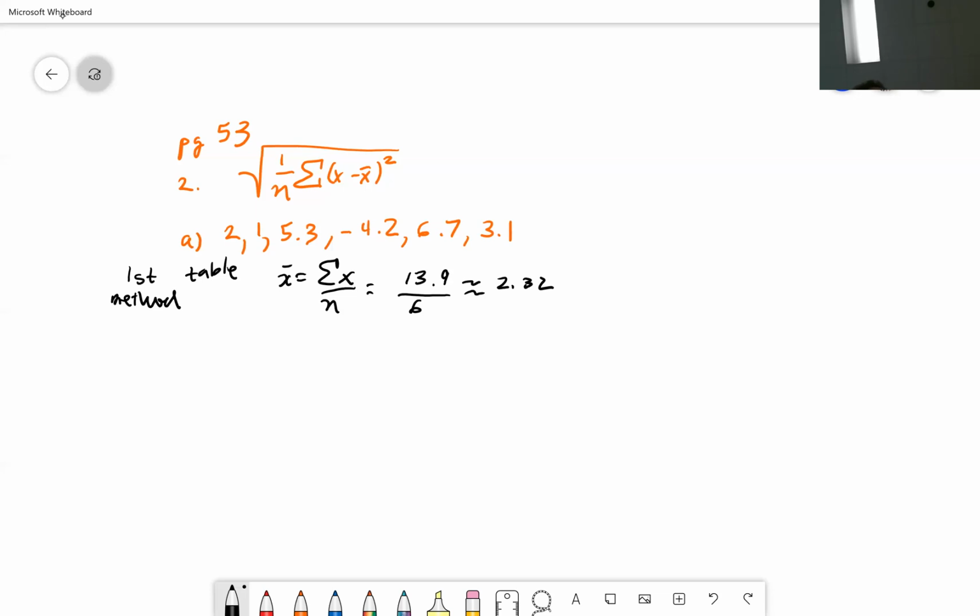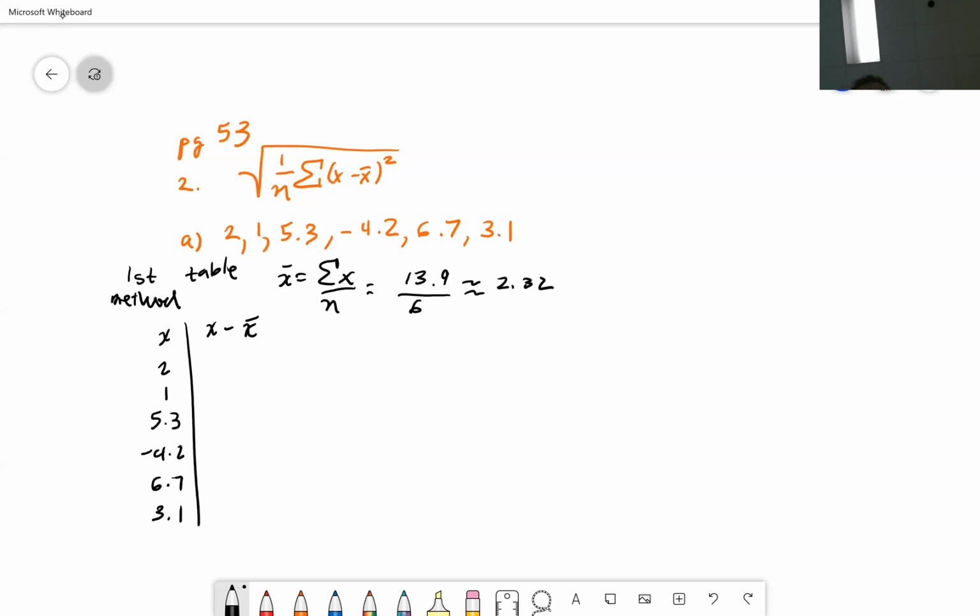And so now you would write your x's: 2, 1, 5.3, -4.2, 6.7, and 3.1. No need for the median column, because we're not figuring out the median here. So now we do x minus x bar. And since you kept it in memory in the calculator, on your table here you might write it rounded, but for calculation purposes, you're going to use whatever's on your calculator.